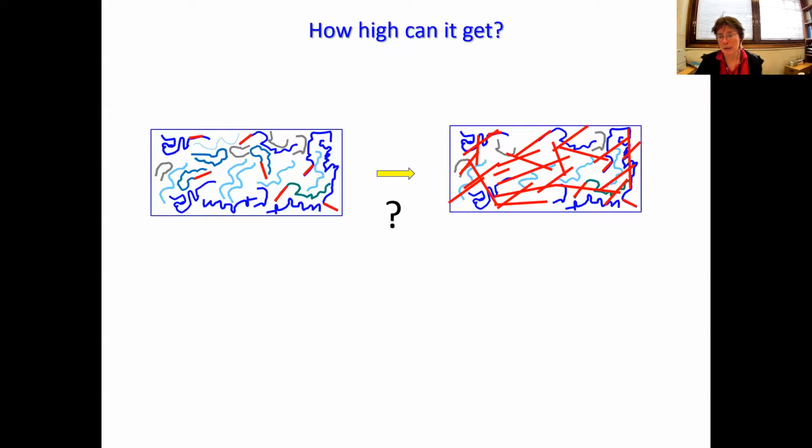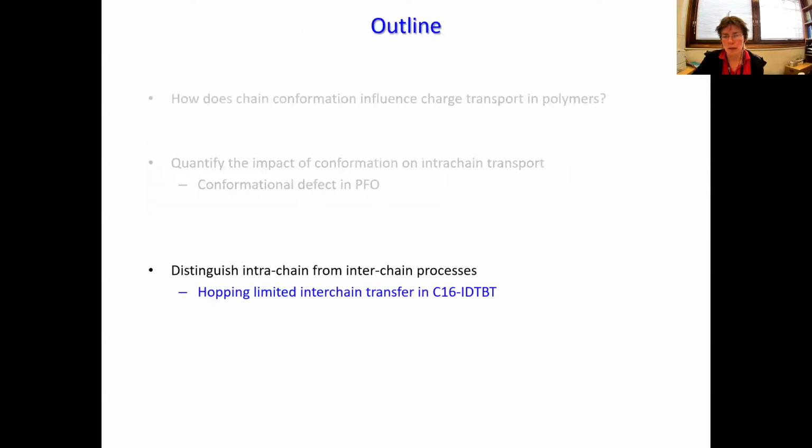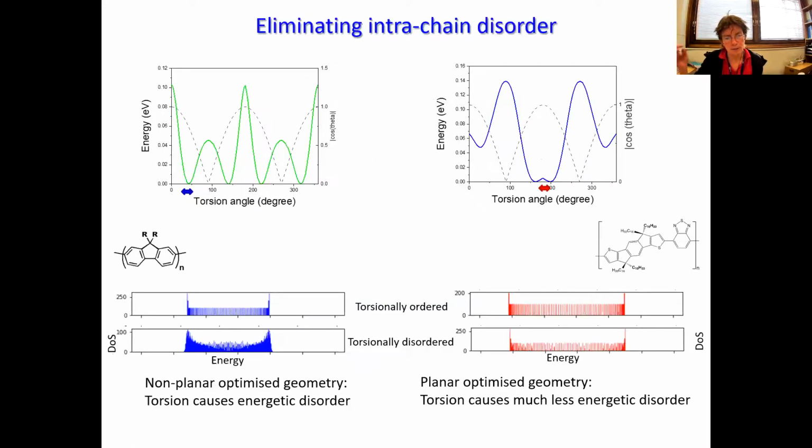Obviously, we would not like to be in a position where transport in a conjugated polymer is limited by defects within the chains. We would rather be in the case where intra-chain transport is irrelevant. And the next example we look at is an example of that case. We're going to look at the polymer C16 IDTBT. It was actually mentioned by Henning in his talk on Monday as being a very high mobility conjugated polymer, and one that's interesting because, unlike other previously known high mobility polymers, it doesn't crystallize.